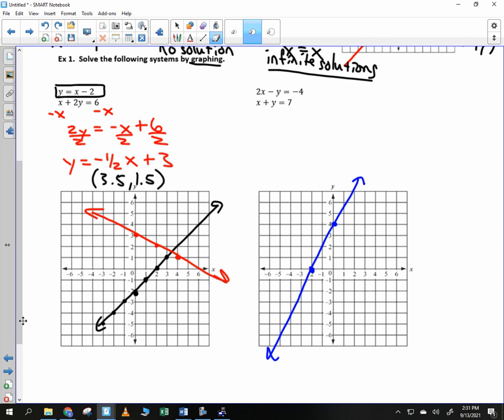Then we move along to the next one. If I cover up x, what's y? And if you cover up y, what would x be? 7 as well. And you can see from the graph that they cross at 1, 6.